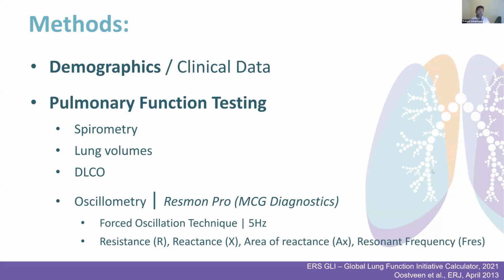We collected data around demographics, spirometry, lung volumes, and gas transfer, with Z-scores calculated using GLI race-adjusted reference equations, along with oscillometry data that was collected using a Resmon Pro device, and data reported with Z-scores, again calculated using the Oostveen et al. reference calculations.